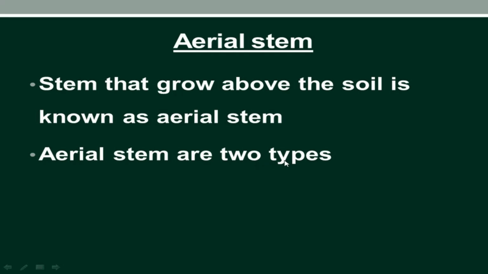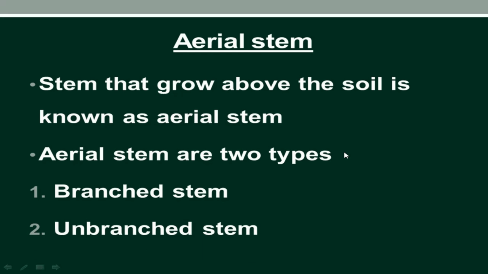Aerial stems are of two types. The first one is branch stem, the second one is unbranched stem. Now we have learned what an aerial stem is: stem that grows above the soil. And we have learned that there are two types, branch stem and unbranched stem. Then we will learn about what the branch stem is.